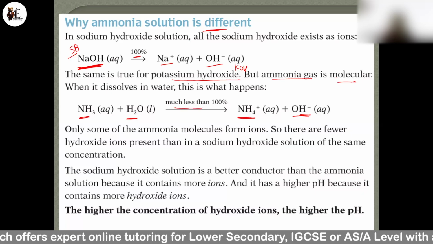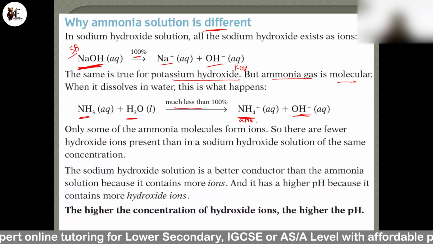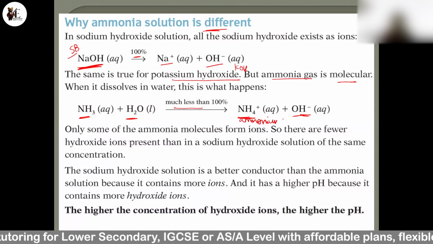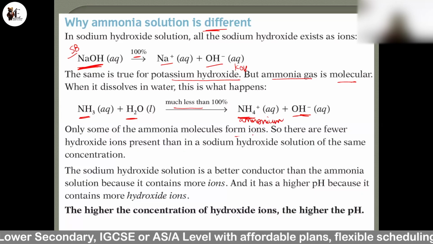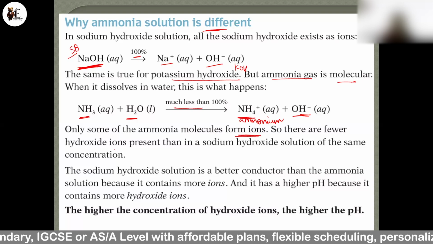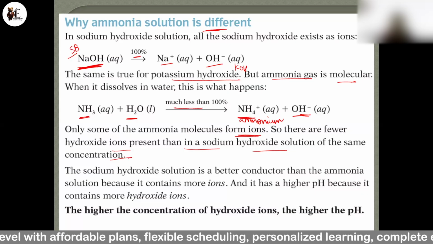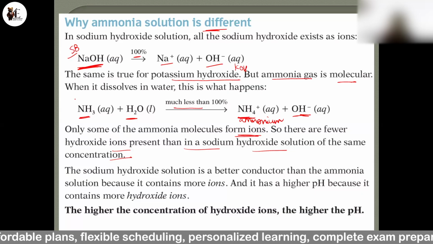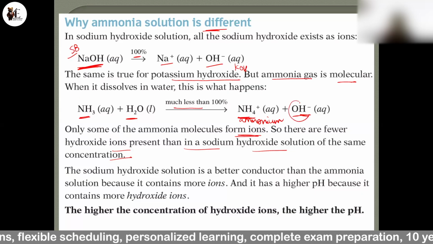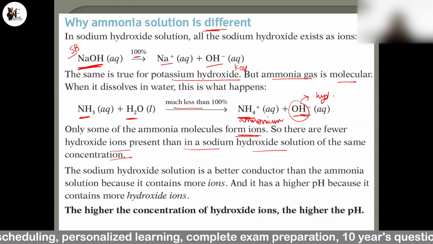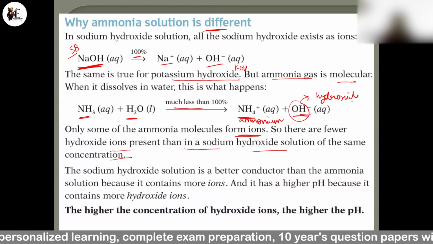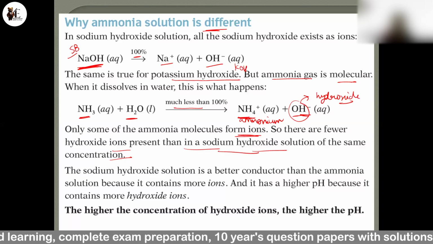dissociates. So it gives us ammonium ions plus hydroxide ions. Only some of the ammonia molecules form ions. There are fewer hydroxide ions present than in sodium hydroxide solution of the same concentration. If you take NaOH and NH3, the concentration of hydroxide in ammonia is smaller as compared to that in sodium hydroxide.